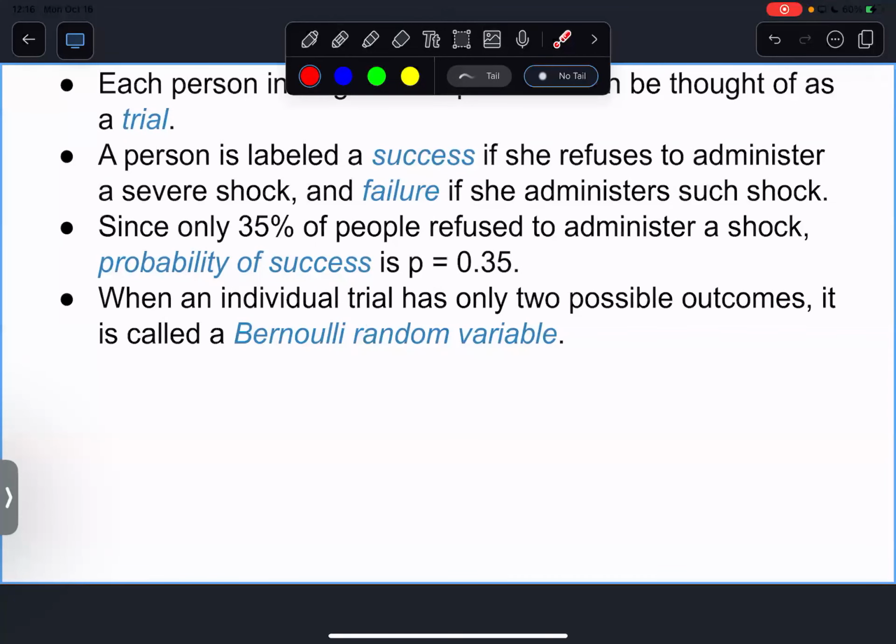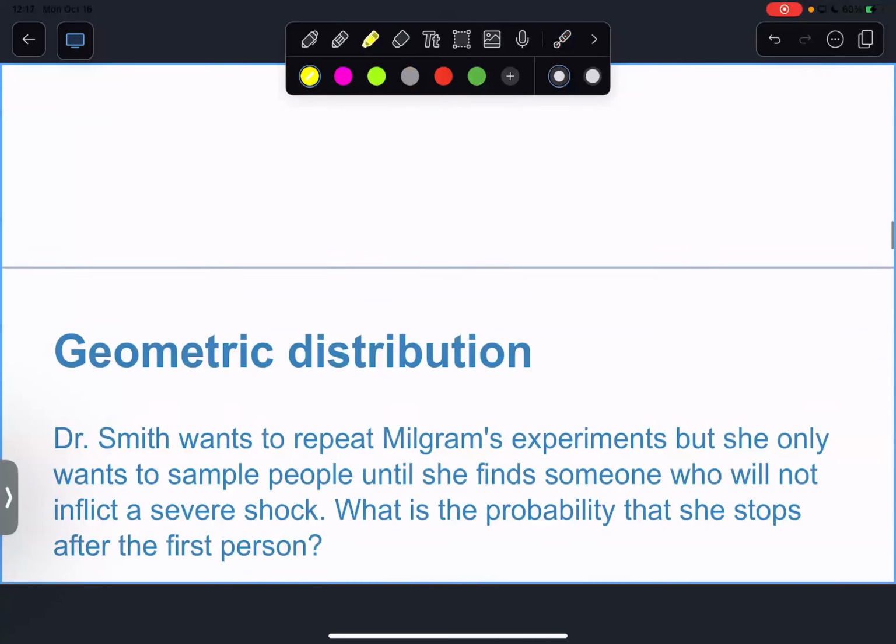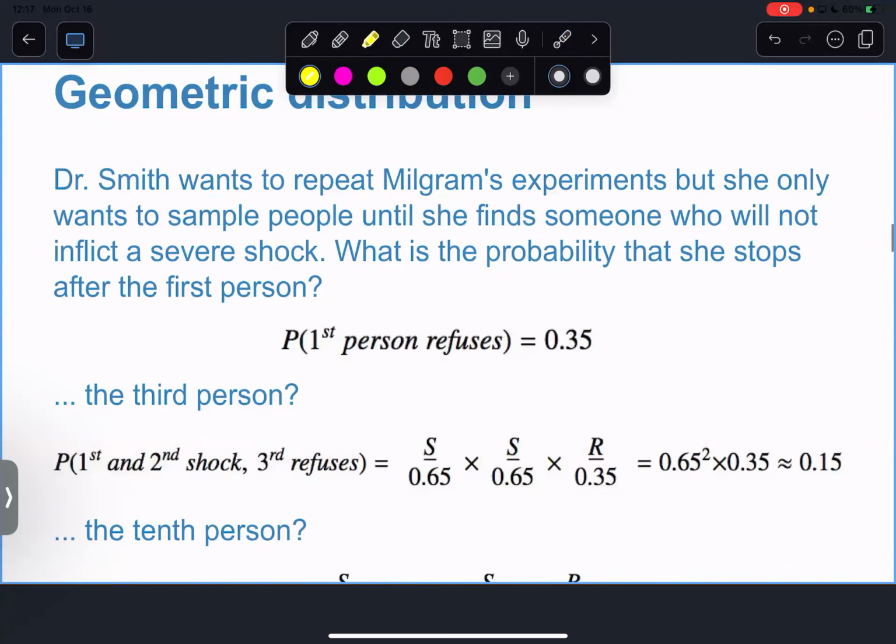When each trial only has two possible outcomes, it's called a Bernoulli random variable. Only two possible outcomes, then we call it a Bernoulli trial or a Bernoulli random variable. So if we wanted to repeat this experiment, we could use these probabilities to find other probabilities using the probability section that we've already covered. Back to that, I know.